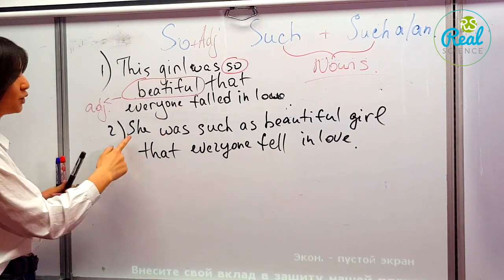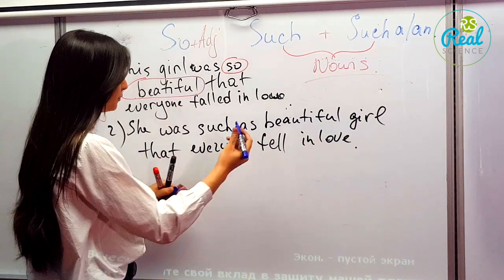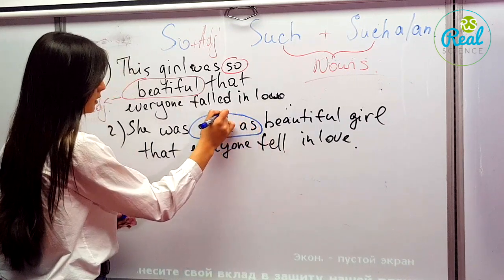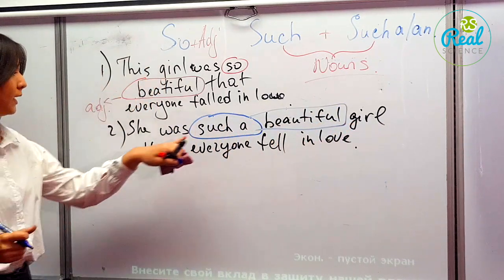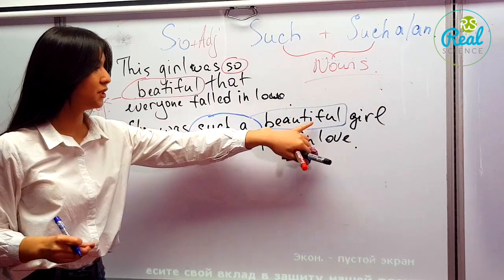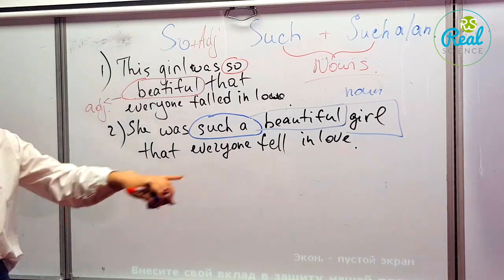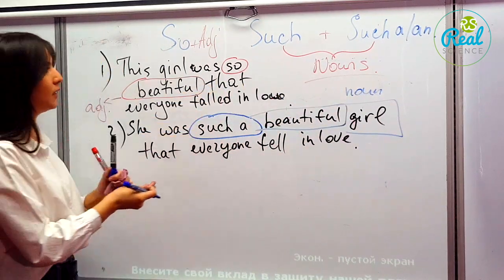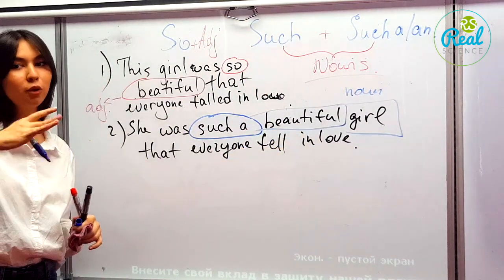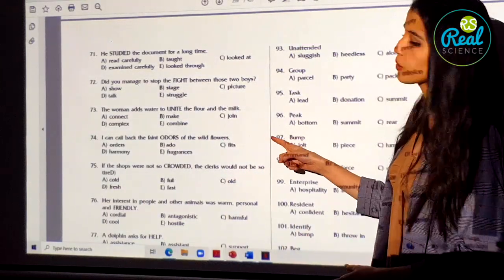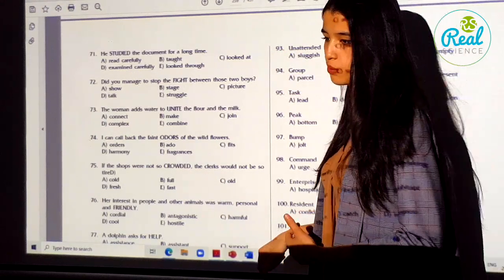Okay, now it's better. So she was such a beautiful girl that everyone fell in love with her. Here you use such a, and beautiful girl. Here we use it with an article, guys, and here we use adjective plus what, guys? Noun. Yes, do not forget to put a noun when you use such. And now let's move to just such. Guys, you use just such when you talk about plural. Do you remember we did this one? It was your homework.